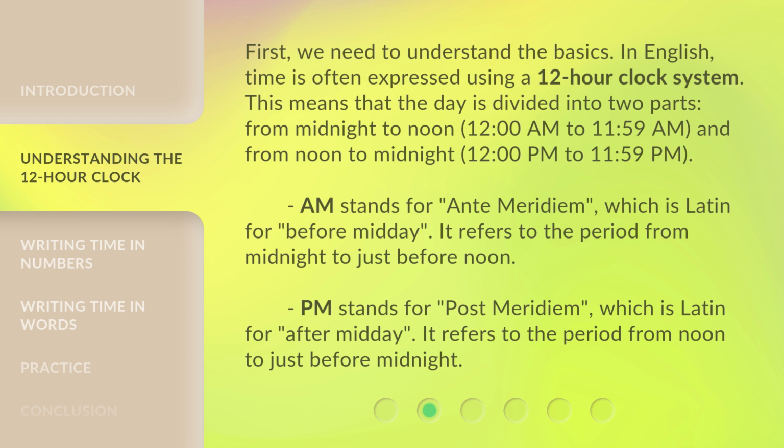AM stands for ante meridiem, which is Latin for before midday. It refers to the period from midnight to just before noon. PM stands for post meridiem, which is Latin for after midday. It refers to the period from noon to just before midnight.